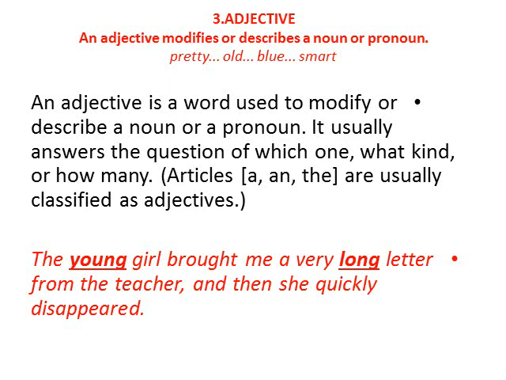3. The adjective. An adjective modifies or describes a noun or pronoun, like pretty, old, blue, and smart. An adjective is a word used to modify or describe a noun or pronoun. It usually answers the question of which one, what kind, or how many. Articles a or an and the are usually classified as adjectives.